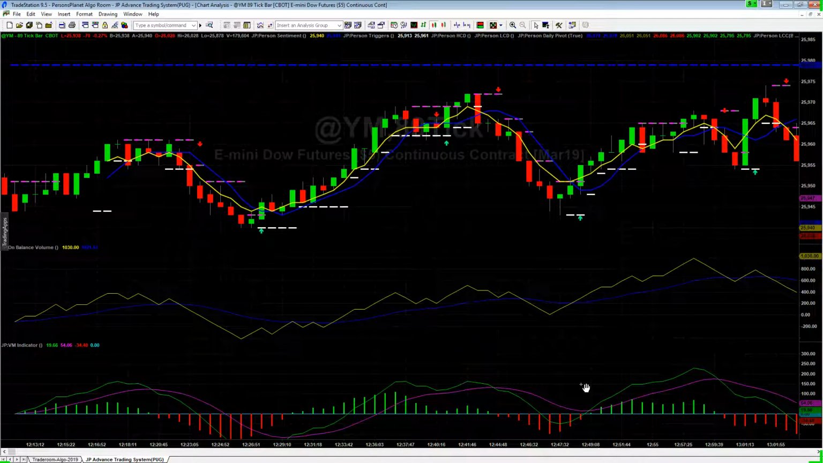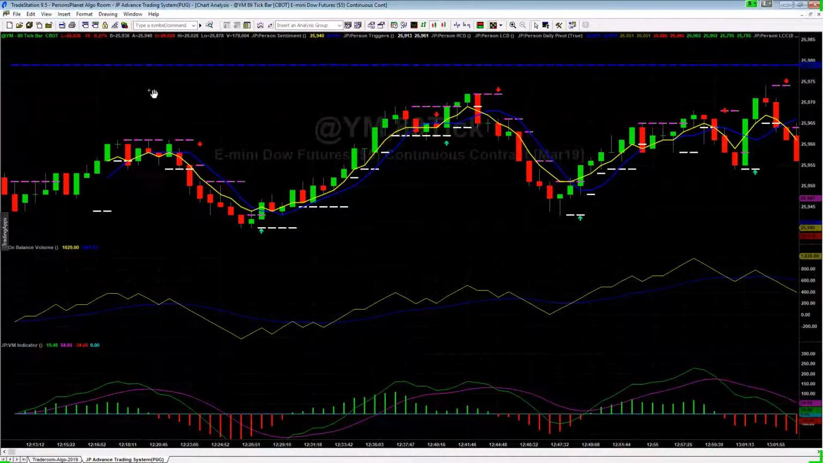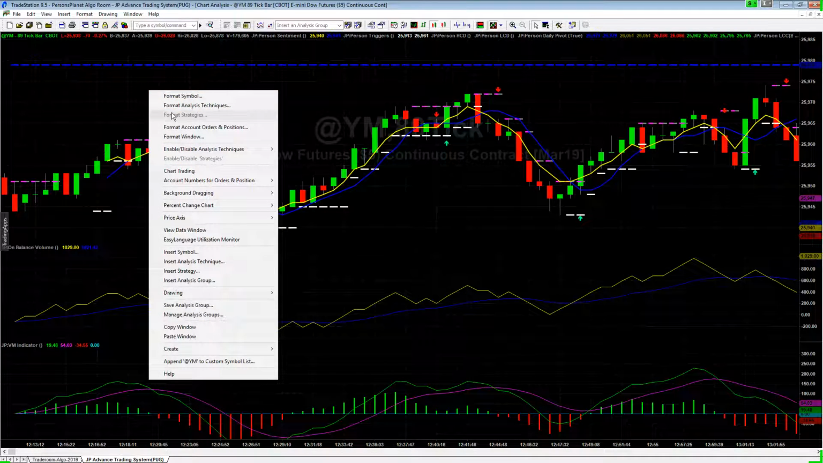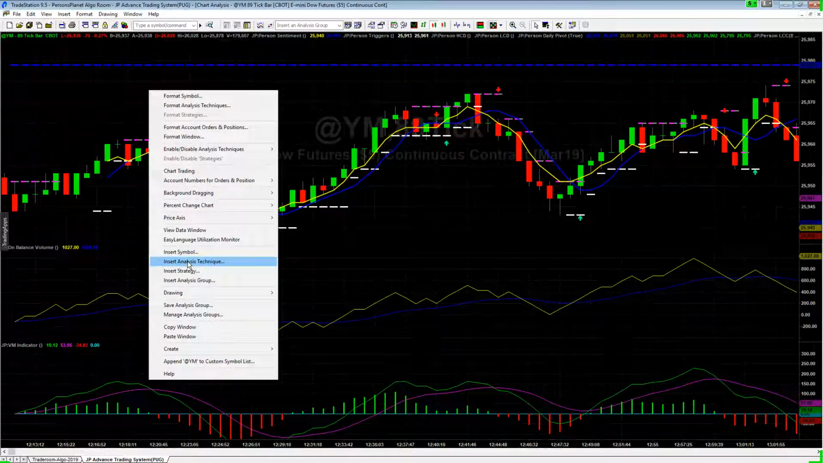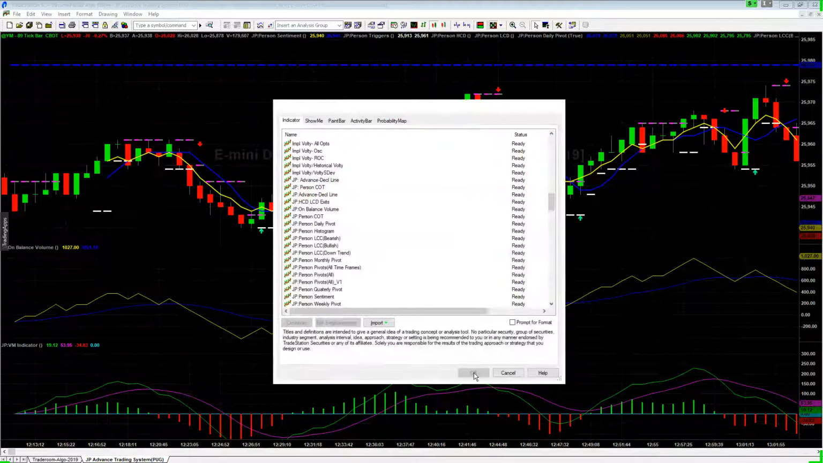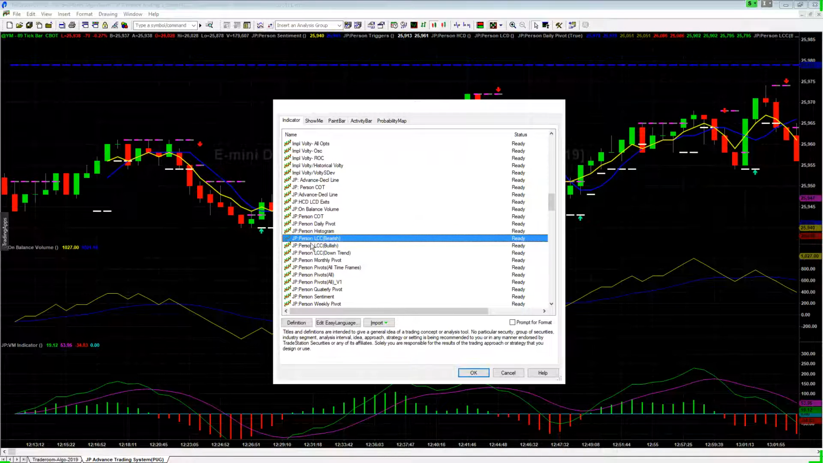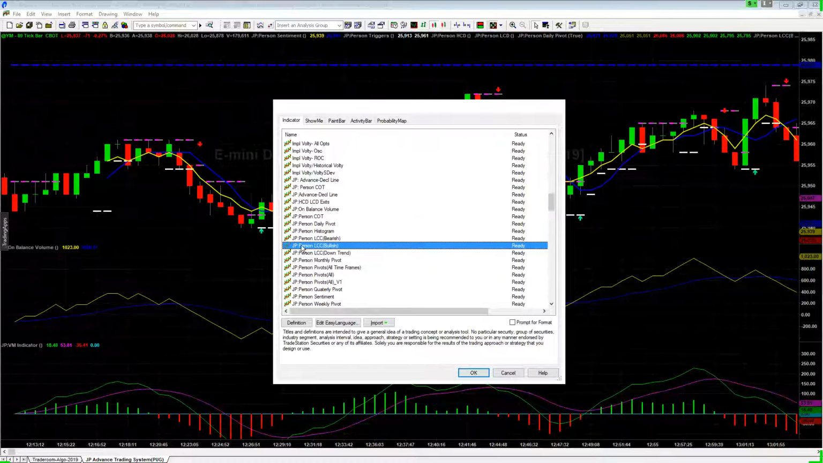So the last conditional change can be found simply if you go into your insert analysis technique, if you don't have it on your charts, and you just simply go LCC, JP, LCC, last conditional change bearish, and LCC, last conditional change bullish.